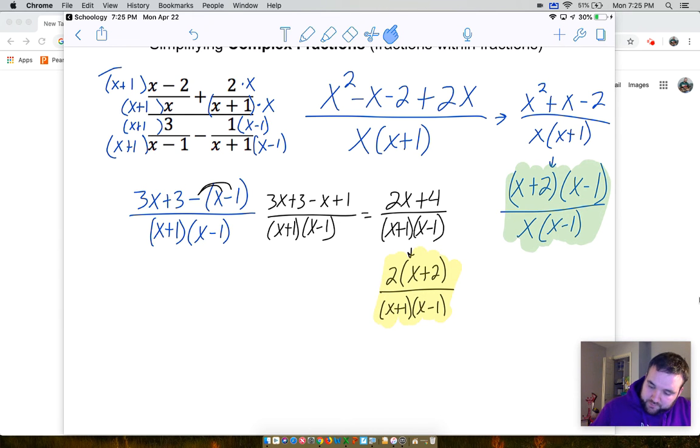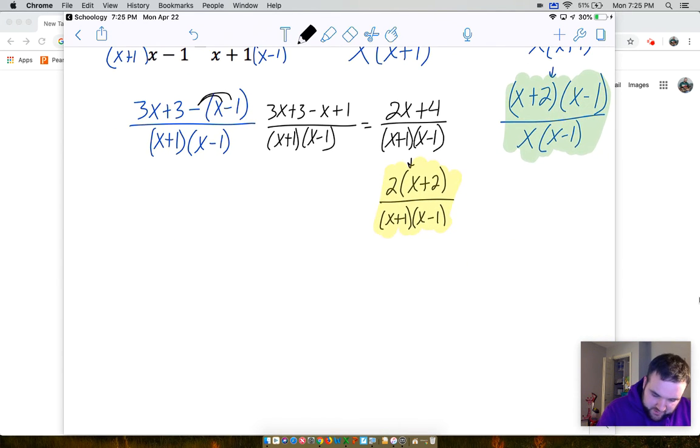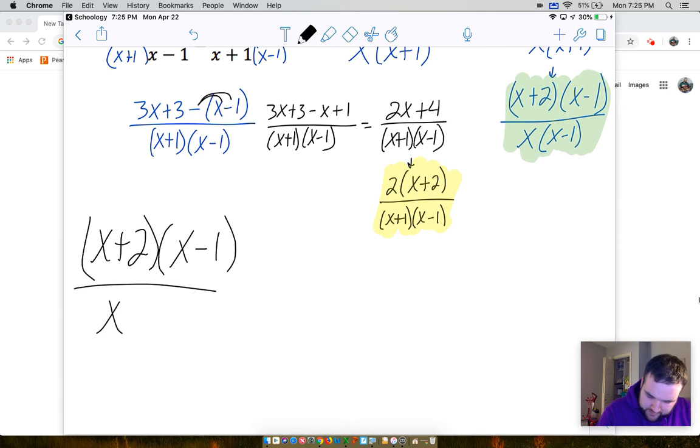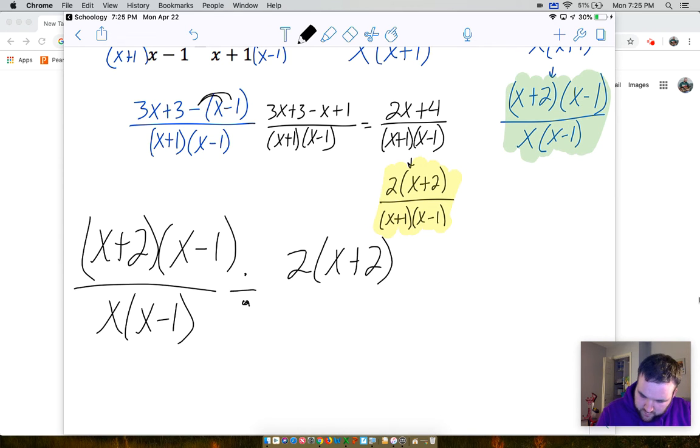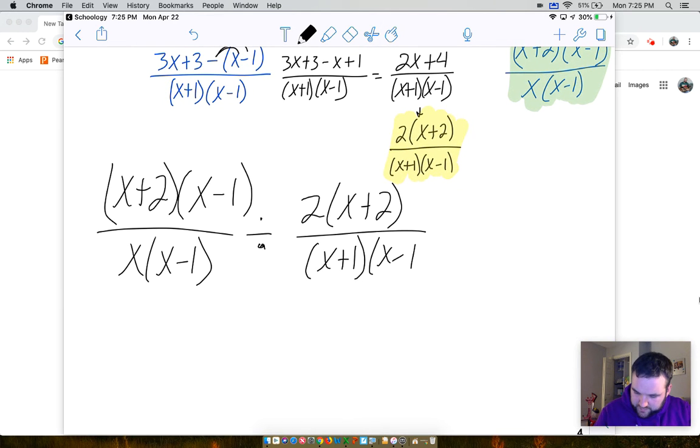So now we're going to put them side by side and talk domain and cancel some stuff. So we got x plus 2 times x minus 1 over x times x minus 1 divided by 2 times x plus 2 over x plus 1 times x minus 1. So again, the nice thing is we only have the variable x to worry about. So x currently cannot be 0 because of that.